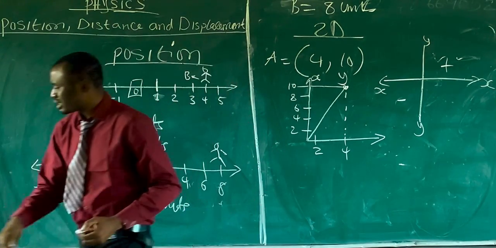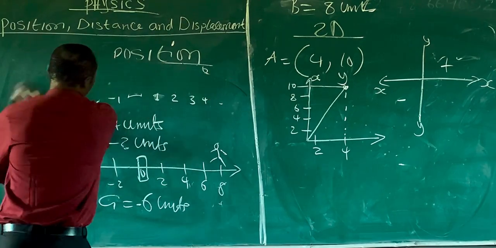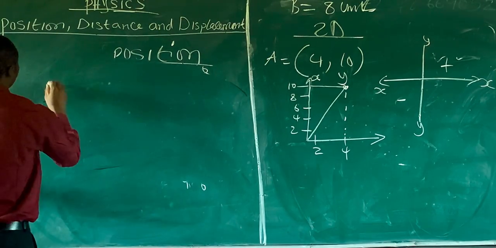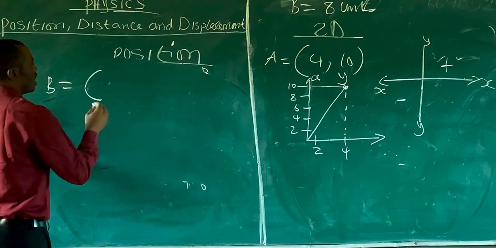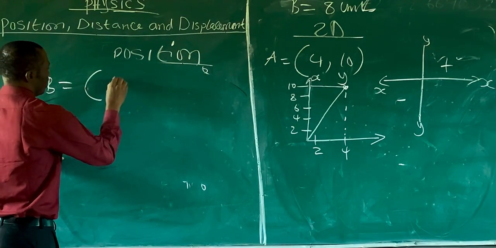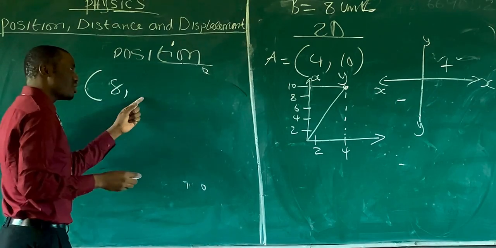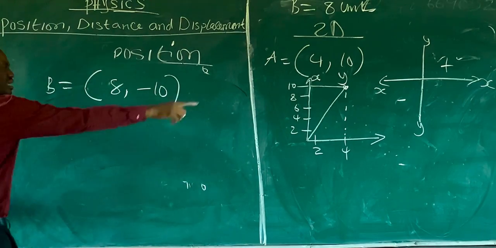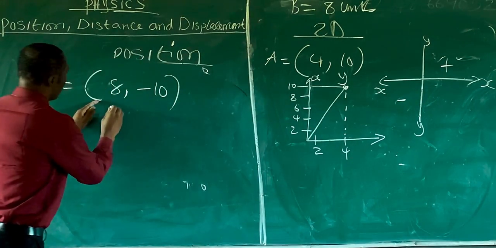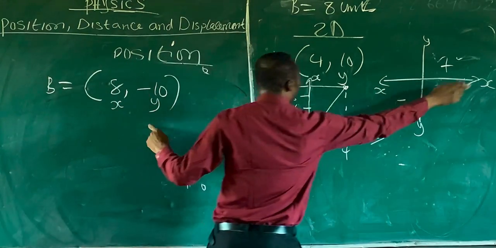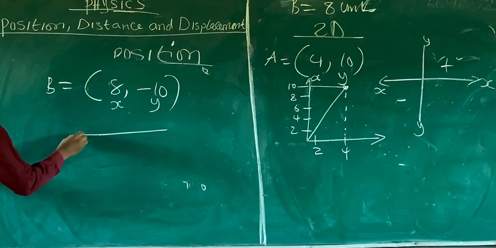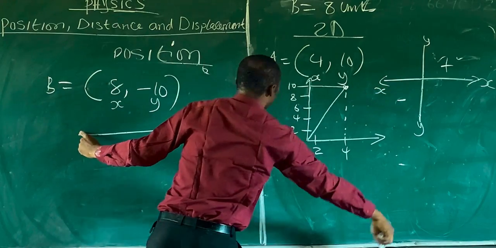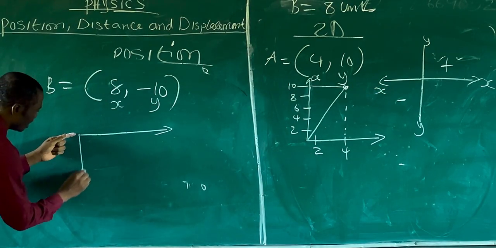Let's do one more. Remember, we are doing the 2D now. Let's say we have another guy. This guy, B, is standing on, let's say, 8 and, let's use the minus sign here, minus 10. All right, now look at the coordinate system. Usually the first one is the X, the second one is the Y. Now the X, we're coming like this. So this is the point of origin. Now the Y, we're going to go down because of the negative value. So we have it like this.